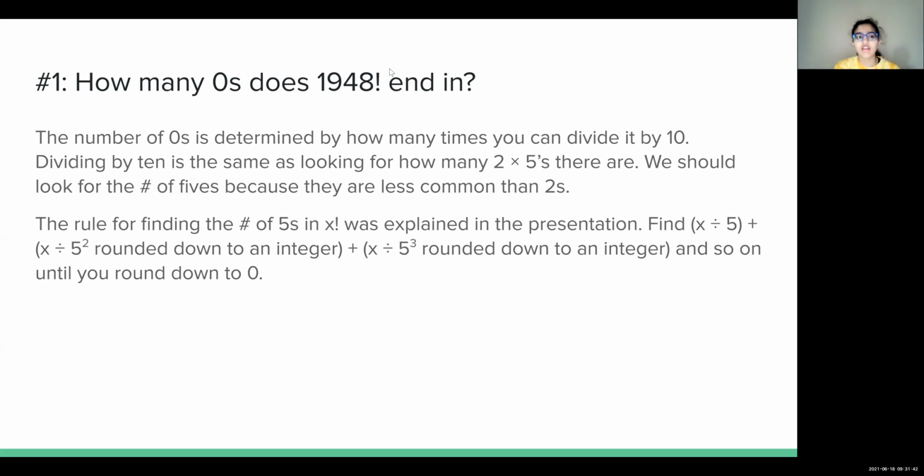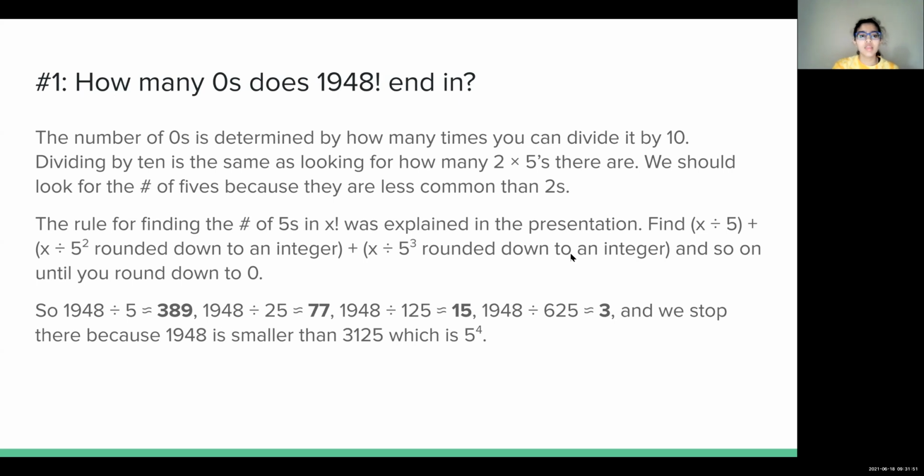So we find x divided by 5 plus x divided by 5 squared rounded down plus x divided by 5 cubed, and so on until you round down to 0 for one of the numbers. So we'd get 1948 divided by 5, which is approximately 389. Then 1948 divided by 25, which is approximately 77. We'd get 1948 divided by 125, which is approximately 15. And 1948 divided by 625, which is approximately 3. And we stop there because 1948 is smaller than 3,125, which is 5 to the power of 4. So we get 389 plus 77 plus 15 plus 3, which is 484 trailing zeros.